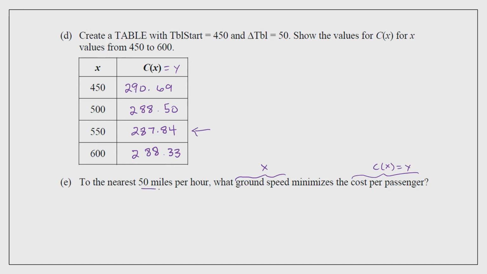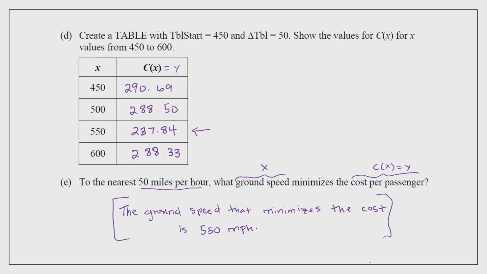So to the nearest 50 miles per hour, the ground speed that minimizes, keyword minimum, minimizes the cost is 550 miles per hour. Okay, awesome. All right, that concludes section 1.2.